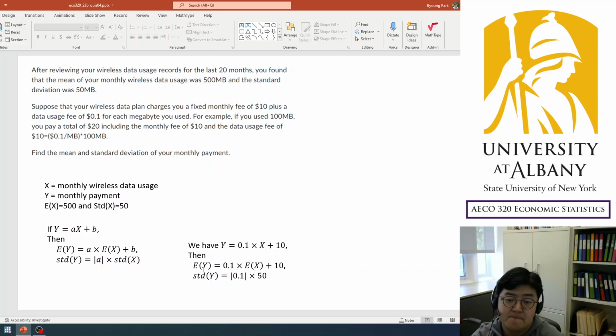The expected value of y preserves the same relationship with the mean of the original random variable. So plug in 500 here, then you will get the answer. It's pretty simple. And the standard deviation is not affected by plus 10, but it's only multiplied by the absolute value of 0.1, but anyhow 0.1 is positive, so 0.1 times 50 megabytes is the standard deviation of y. So it will be pretty straightforward if you understand the linear transformation.